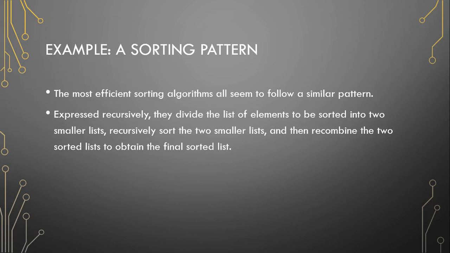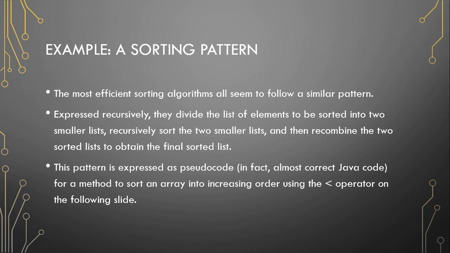Expressed recursively, what they tend to do is divide the list of elements to be sorted into 2 smaller lists, recursively sort the 2 smaller lists, and then recombine the 2 sorted lists to obtain the final sorted list. So obviously there's recursion going on. This pattern is expressed as pseudocode, in fact, almost completely correct Java code that we're going to look at, for a method to sort an array in increasing order using the less-than-or-equal operator on the following slide.